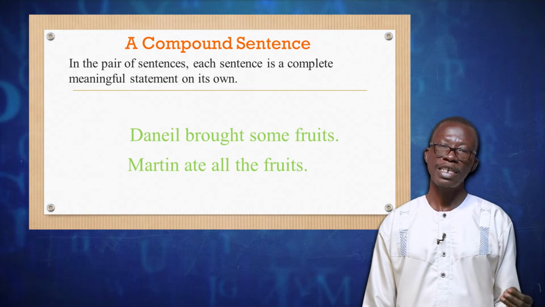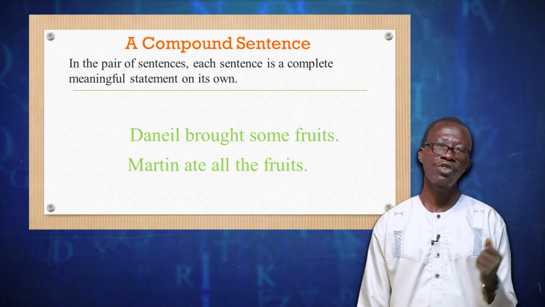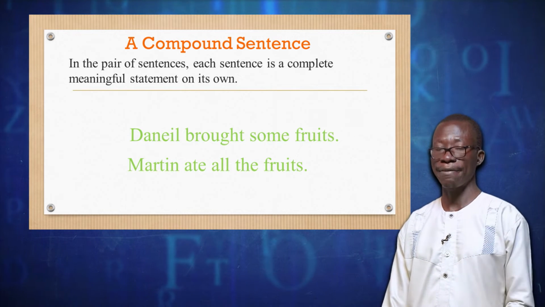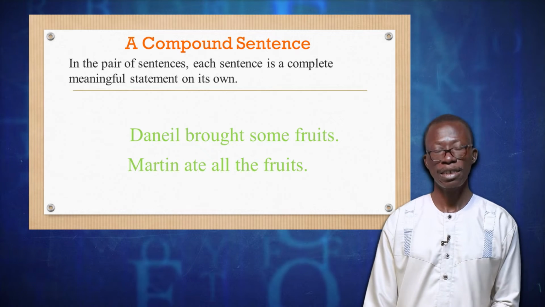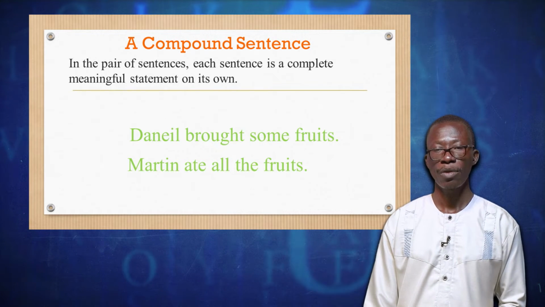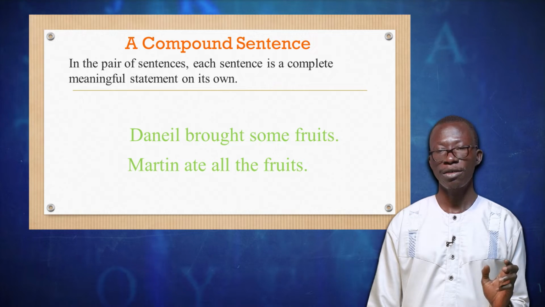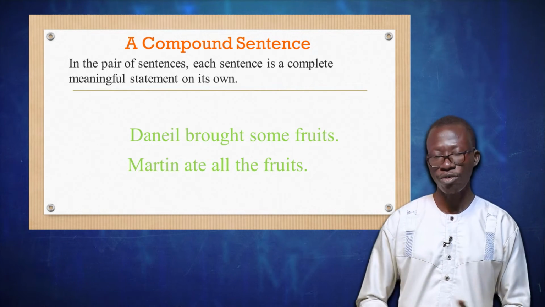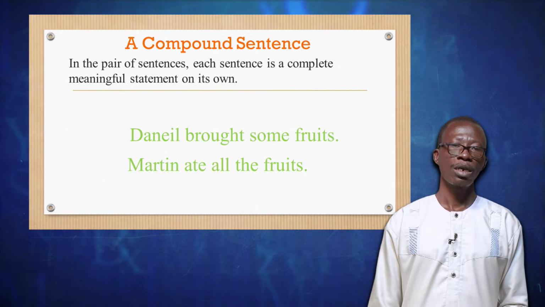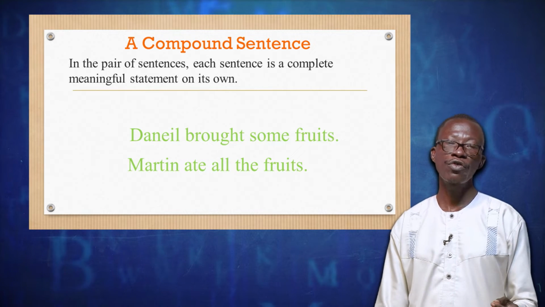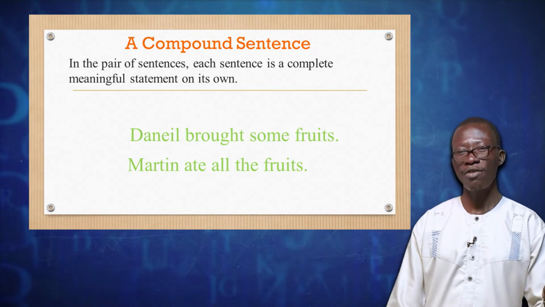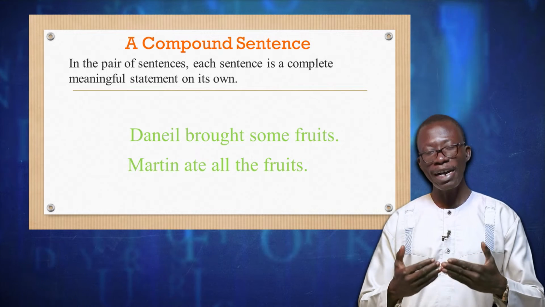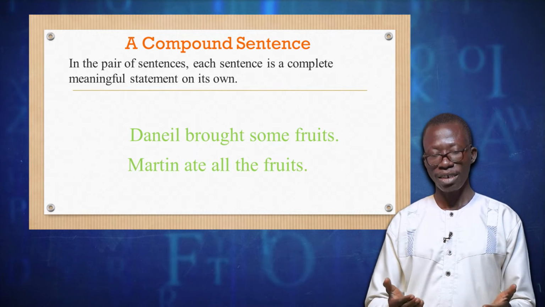So we say in the pair of sentences, each sentence is a complete meaningful statement on its own. Each sentence from each pair is a statement that gives a complete meaning on its own. One doesn't depend on the other to give any meaning. For example, Daniel brought some fruits. We do not need any additional information for that statement to give us a complete meaning. It's clear. Whoever the speaker is addressing, the meaning is clear.